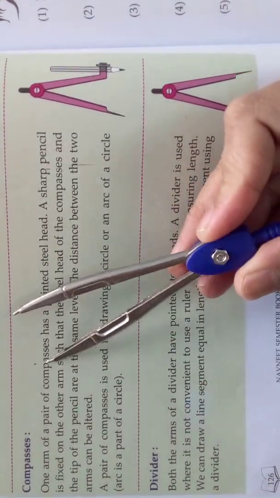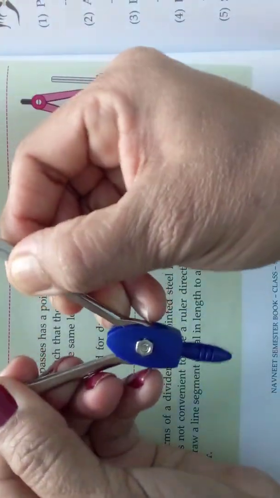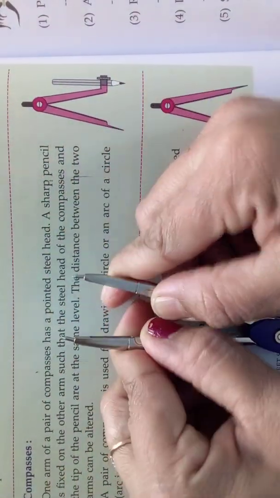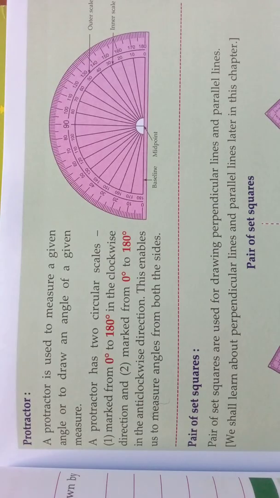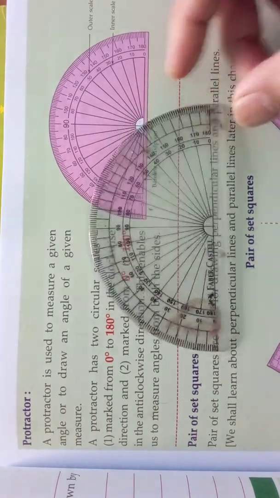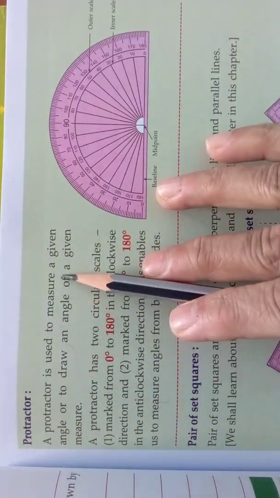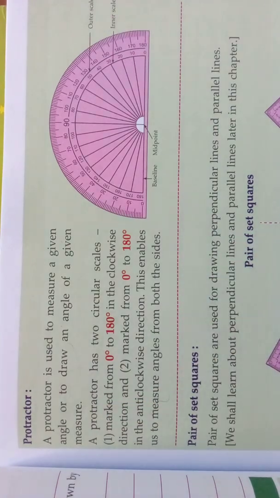And here also we can adjust the distance between the two arms like this. Like this we can expand. Understood children? And the next instrument in the geometry box is nothing but the protractor. A protractor is used to measure a given angle or to draw an angle of a given measure. So using a protractor we can measure the angle, or we can draw an angle of the given measurement.